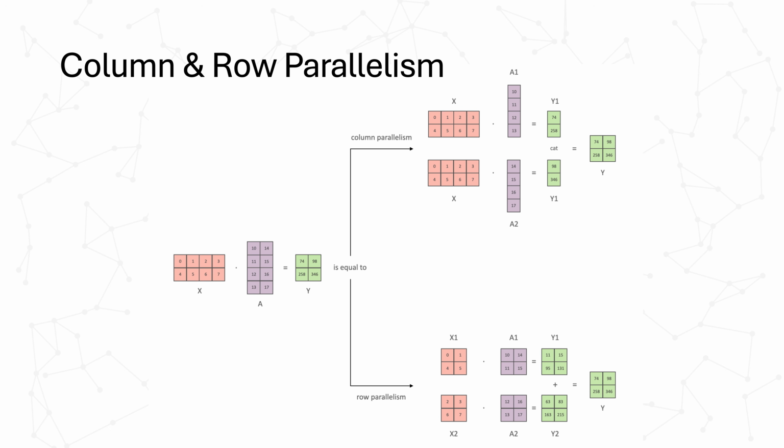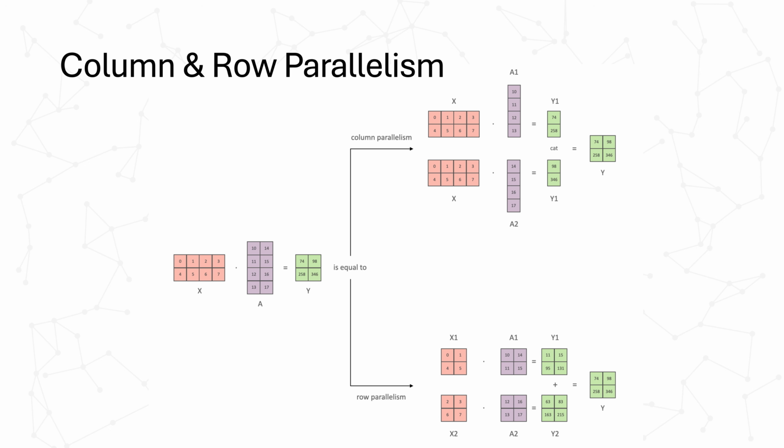On the top, if we split the A matrix by its columns and duplicate the X matrix, we have two independent matrix multiplication operations, after which we can concatenate the results to yield the original result that we would have gotten had we done this operation on just one GPU. Naturally, with matrices of this size, we wouldn't want to do tensor parallel, but as these matrices get bigger and bigger, we can see that there's a huge value add for tensor parallel.